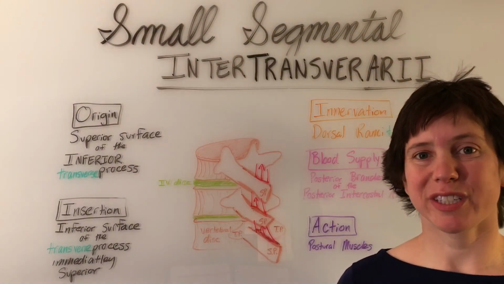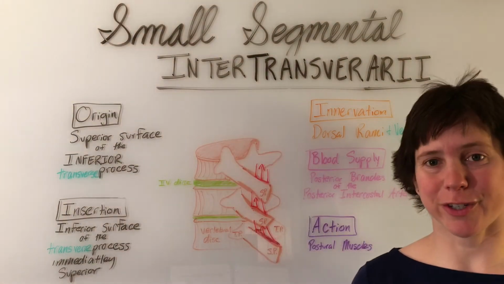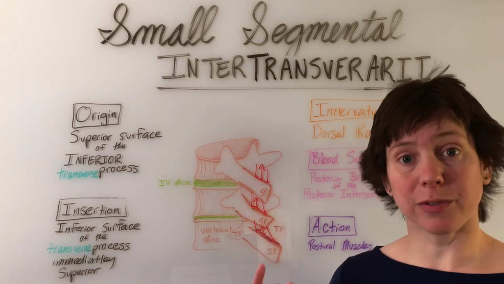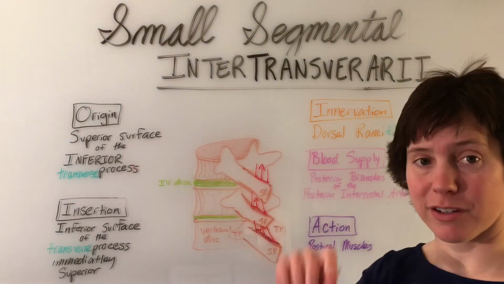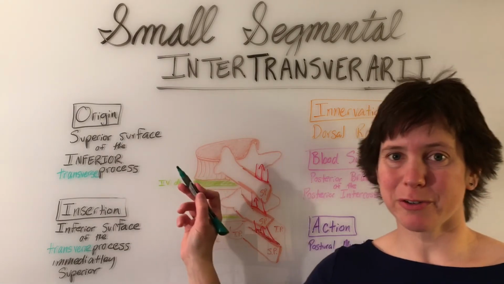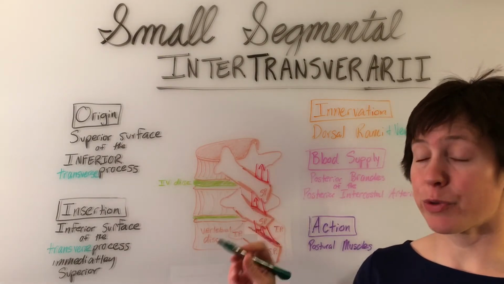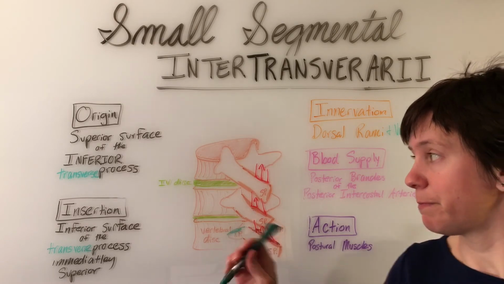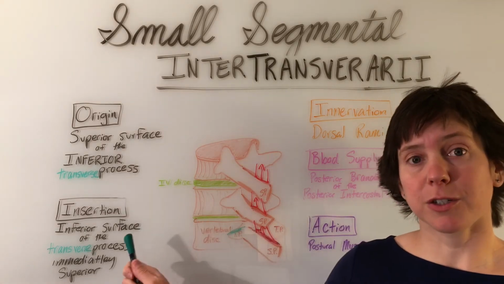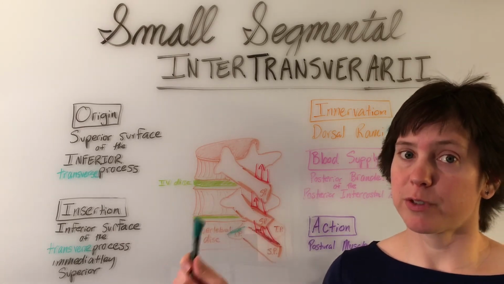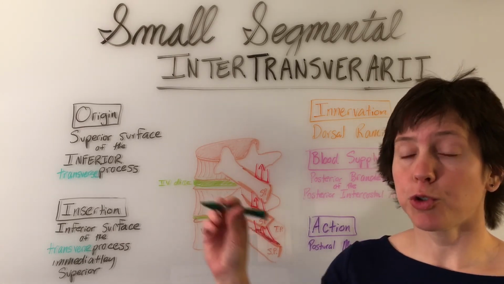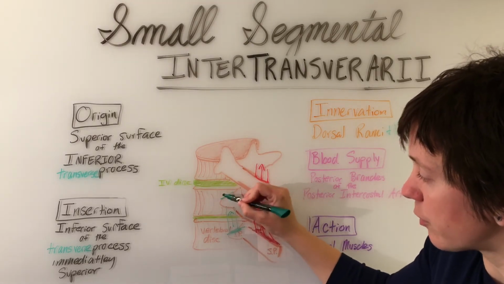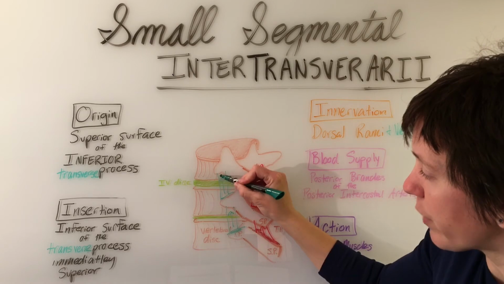The other small segmental muscle is the intertransversarii. This time they're going to connect to each transverse process. So the origin of the intertransversarii is the superior surface of the inferior transverse process. So here I have a transverse process, and it will go to insert on the inferior surface of the transverse process superior to it. So it will go up to connect there, and it will continue this all the way up the spine.